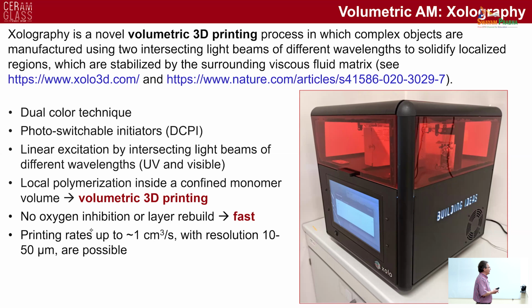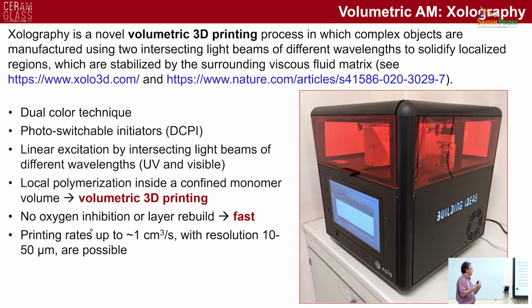So this is a volumetric additive manufacturing approach that is based on a proprietary photo-switchable initiator that is a dual color material, because the system works by exploiting the linear excitation by intersecting light beams of different wavelengths. So you have one UV source, which is a laser, and a visible source that projects the image of the material that you want, or the component that you want to print. And when these 2 light beams meet, they trigger the photoinitiator, and they polymerize in situ.